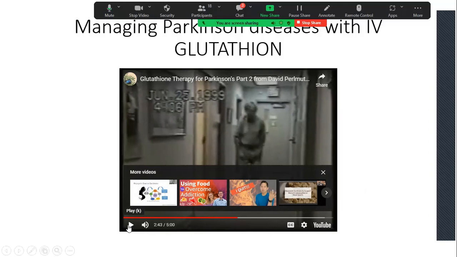Again, IV glutathione is good, but if you do it too much, what will happen? You will have glutamate, and glutamate has a toxic, neurotoxic effect. And the way we can recycle that is by giving NAC and also resveratrol. Resveratrol will be a calcium channel blocker, so it will antagonize the glutamate effect. And then NAC will recycle the glutamate and turn it into glutathione.